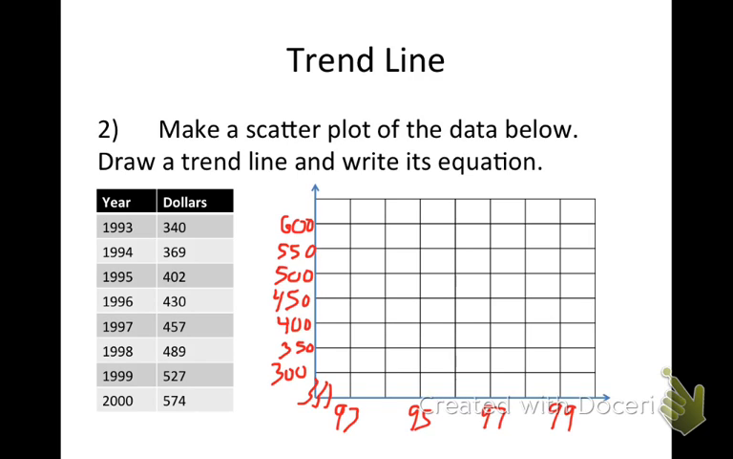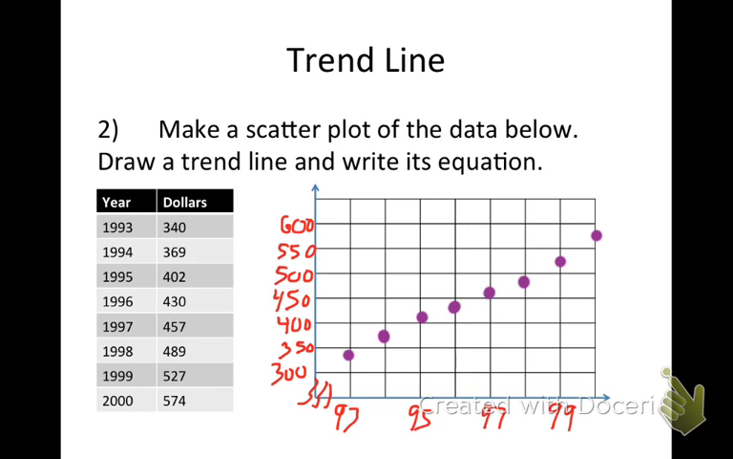Okay, now I have my graph set up. Now I'm going to plot coordinates. 1993 and 340. Somewhere about there. 1994 and 369, about there. 95 and 402. 96 and 430. 97 and 457. 98 and 489. 99 and 527. And then I have 2,000 and 574.